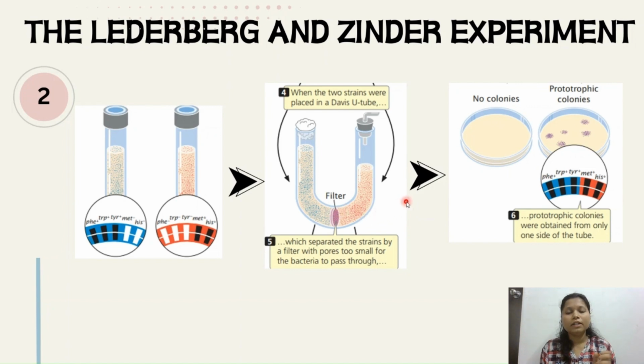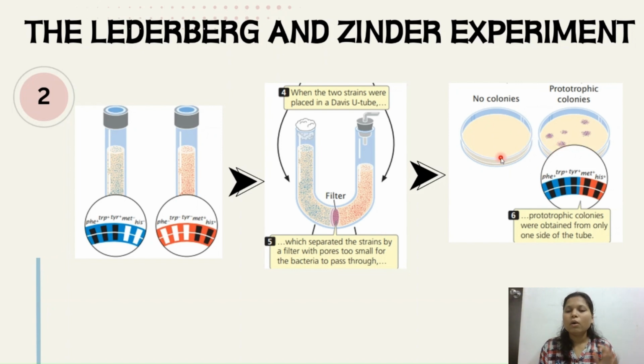This was also incubated for a certain time period, and then both sides, the strains from this side and also the strain from this side, were plated onto the minimal medium. So they found two types of results. First is the minimal medium which did not have any of the amino acids.